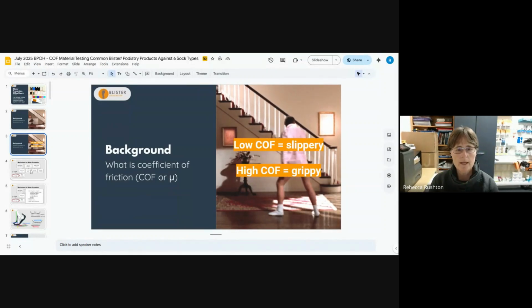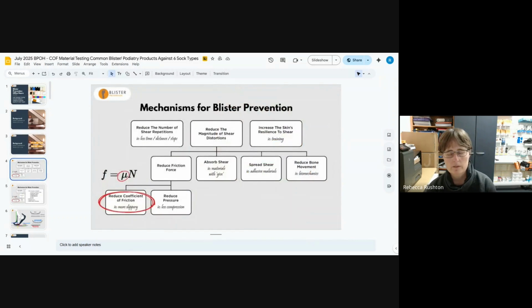When we are looking at all the different ways blister prevention can work, and we're looking at the coefficient of friction, it is literally this little corner of this chart. So what we're trying to do is use two different materials that are more slippery against one another. Slip is the aim. It takes a bit of getting your head around, but slipperiness is the aim.